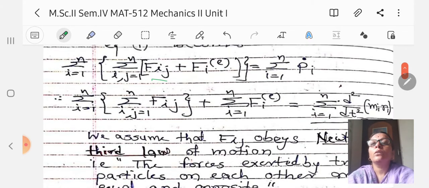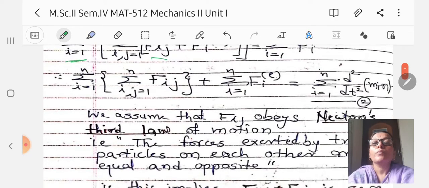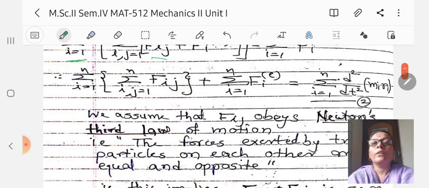Now take the summation over i from 1 to n on both the internal and external forces. The summation over i and j from 1 to n of Fij, that is the internal force, plus the summation over i from 1 to n of the external force Fi(E), equal to the summation over i from 1 to n. Putting in the value of pi dot, that is d square by dt square of mi ri. Suppose this is equation second.